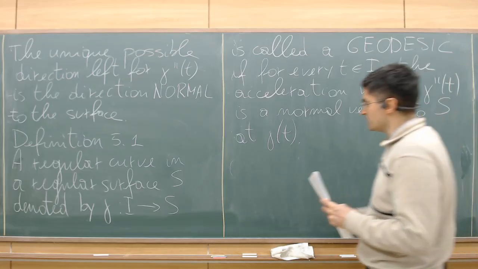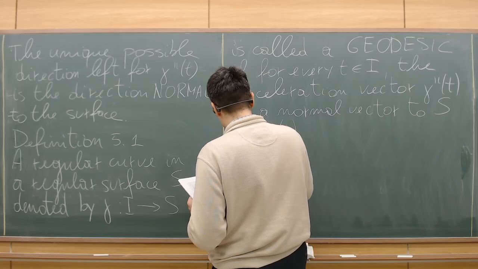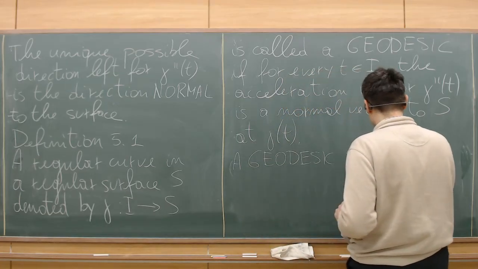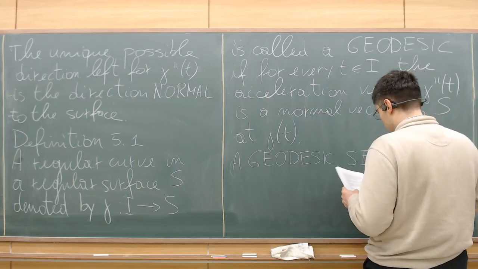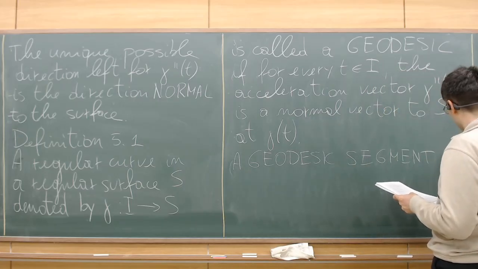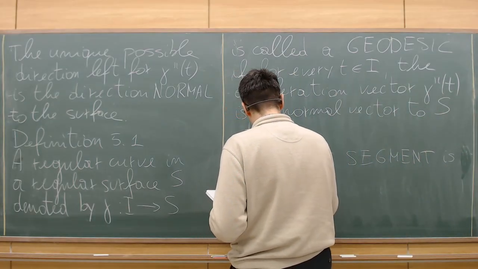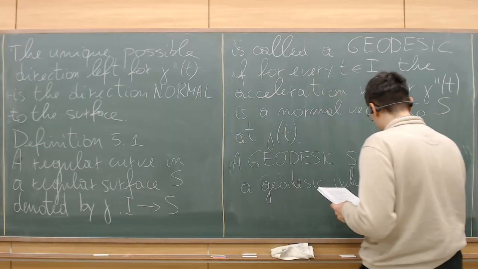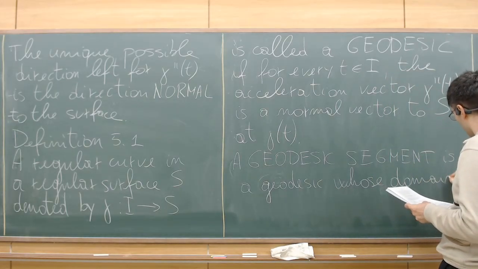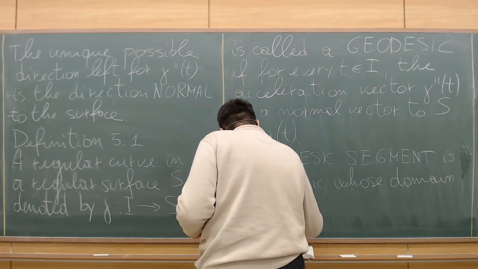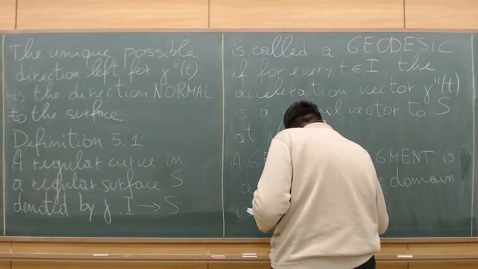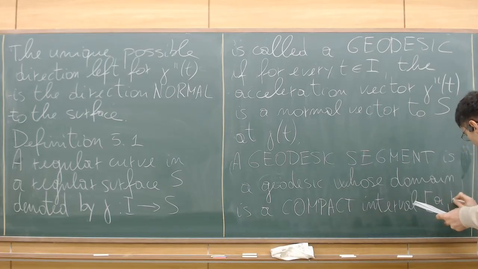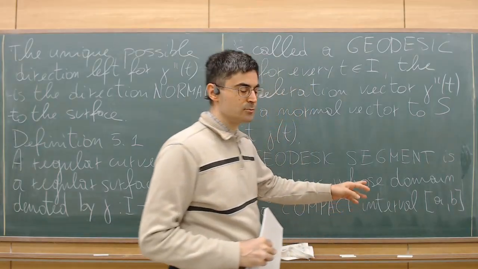Another term that we will use is the following: a geodesic segment is a geodesic whose domain is a compact interval of the form [a, b], closed on the left and on the right.